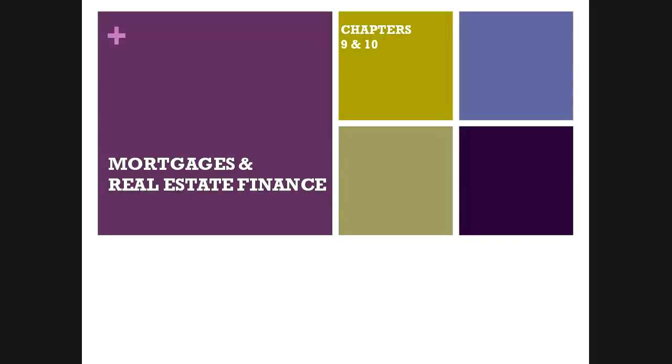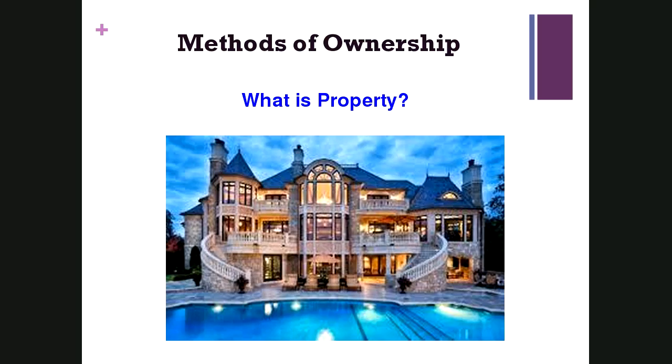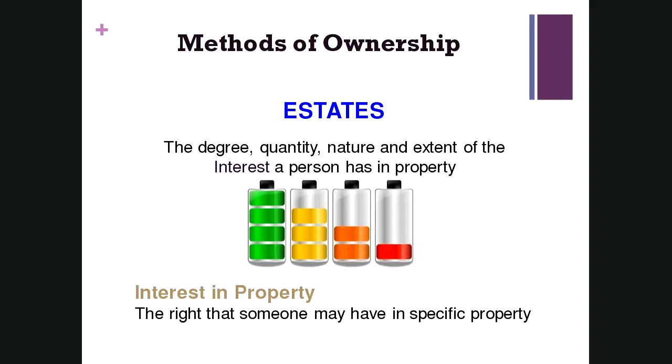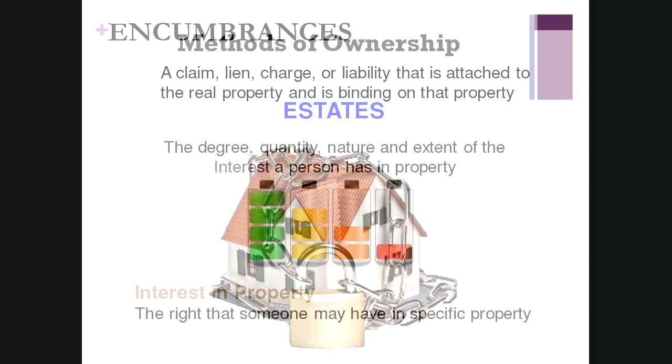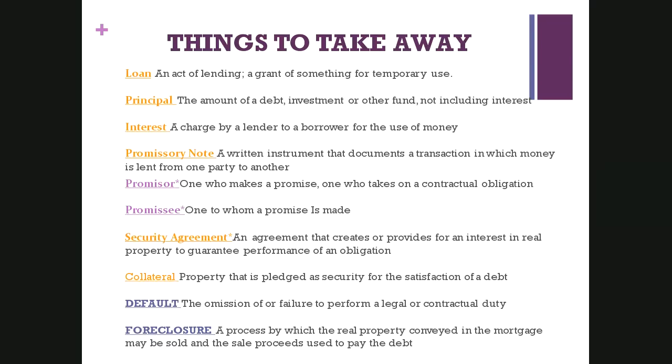All right, we're still in chapters 9 and 10. This is part 2 where we're going to be looking at security agreements. Still talking about ownership of property and the rights in property, and specifically real estate, the different interests that you can have. Looked at encumbrances and liens. And last time we learned about what a loan was, what made up a loan, a promissory note, talked about the security agreement briefly, and learned about default and foreclosure.